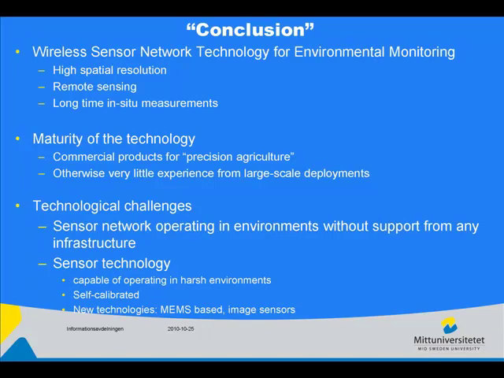But there are many new technologies coming up when it comes to sensors. MEMS-based sensors, also visual sensors, can be used. And you have an example in the exhibition also of these visual sensor networks. Okay. Thank you.